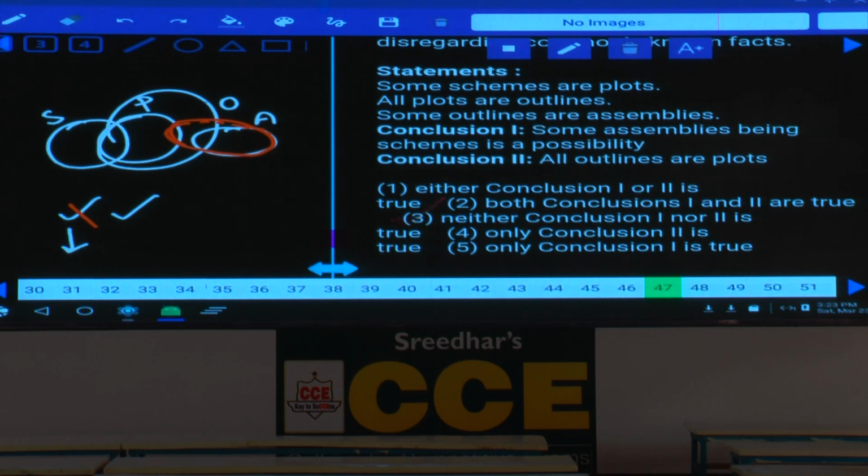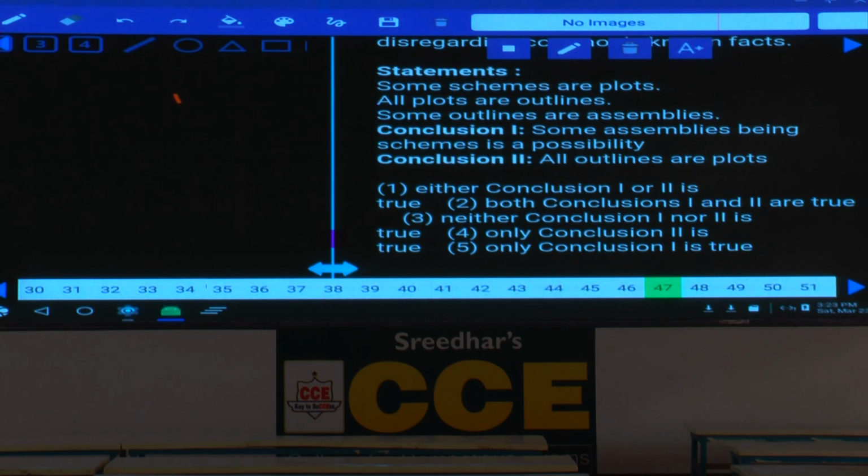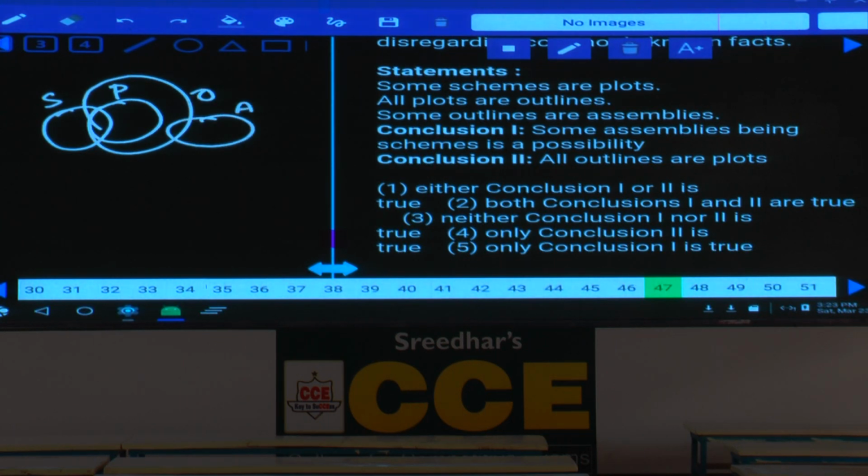Then 82. Now question number 82, and some schemes are plots, some schemes are plots can be written like this: scheme and a plot. All plots are outlines, all these plots are outlines, and some outlines are assemblies, outline and assembly. Then first one is a possibility, second one, all outlines are plots, that is false. All plots are outlines is true, all outlines are plots is false.